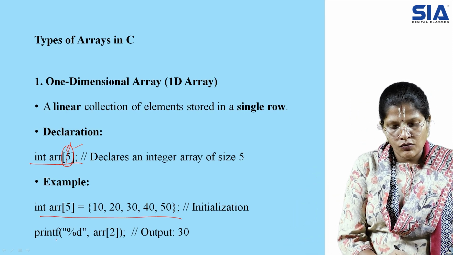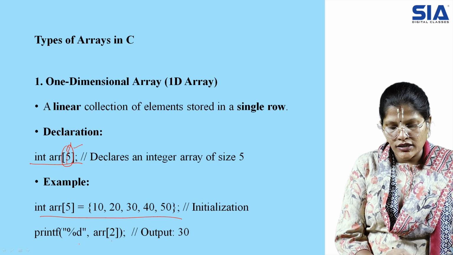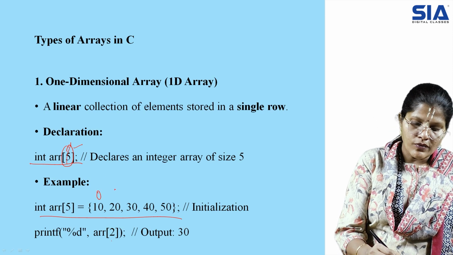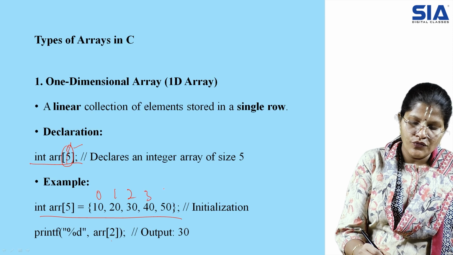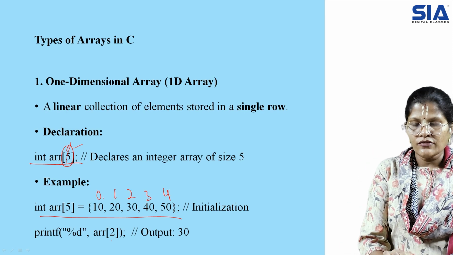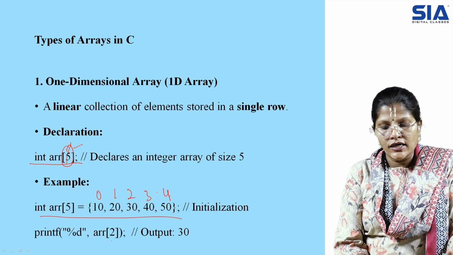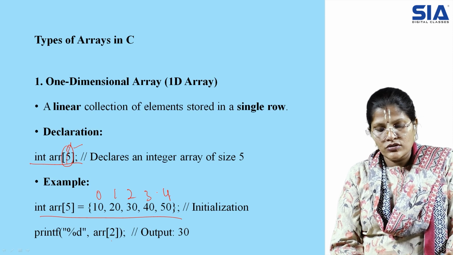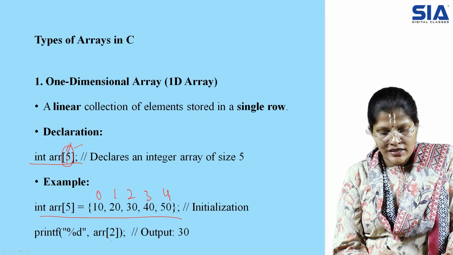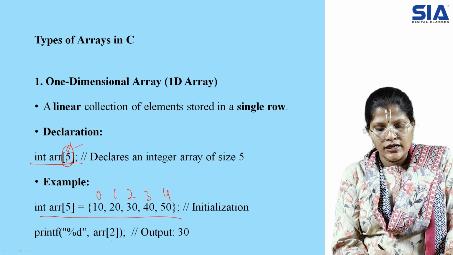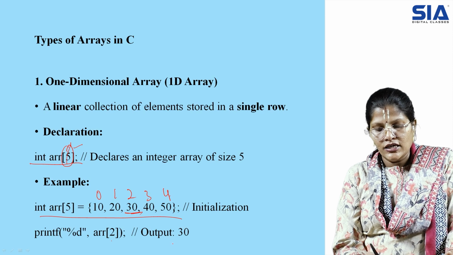Now, when I want to retrieve the value of the second, what is the second value? Because array index always starts with 0, 1, 2, 3 and 4, it is starting with 0, that is why it has 5 values, that is 0, 1, 2, 3 and 4. If I want to print the second value, the array position at second, so 30 is printed on the screen.